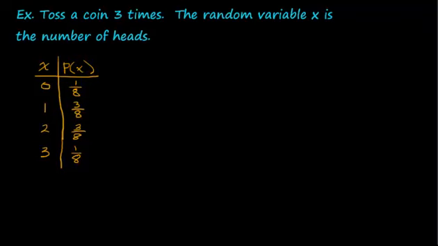Requirements say that the sum of the probabilities must equal 1, and we can see that they do there. 1 plus 3 plus 3 plus 1, that's 8 eighths, or 1. And that each individual probability is between 0 and 1. So 1/8 is between 0 and 1, 3/8 is between 0 and 1. And we've got each one of those twice.